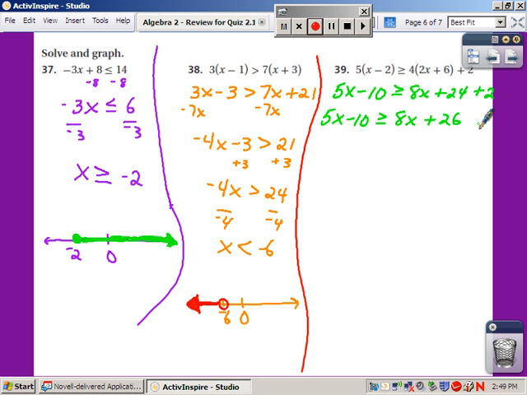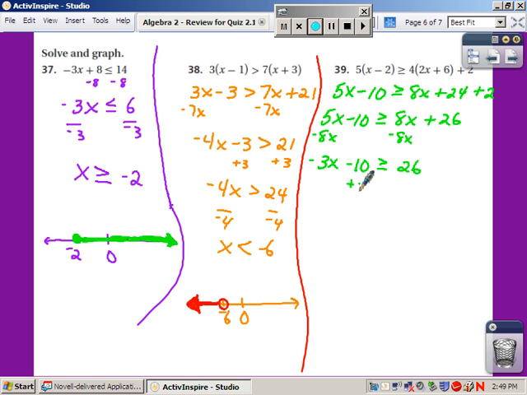All right, again, it would probably be convenient to take the x to the right side. You'll avoid a negative. But, you know, for purposes of graphing the number line, it's probably easier to keep the x on the left. So I'm going to take minus 8 from both sides. That's going to leave me negative 3x minus 10 greater than or equal to 26.